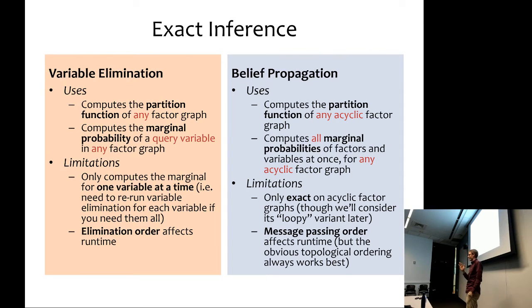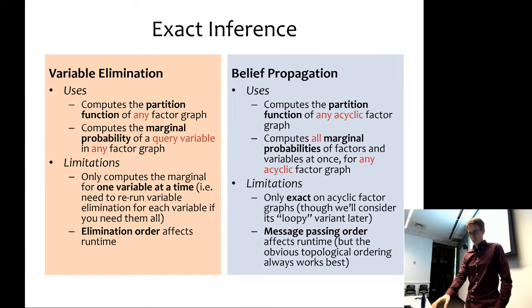Okay, so one of the limitations is that it's only exact on an acyclic factor graph, though you can actually run this on a factor graph with cycles, and when you do, you get an algorithm called loopy belief propagation, and that's something that we'll talk about later in this course when we're talking about variational inference. As well, just as elimination order affects runtime for variable elimination, the message passing order is actually going to affect belief propagation. Though it turns out that there's going to be an obvious ordering that always works best. And so we're saved by that.